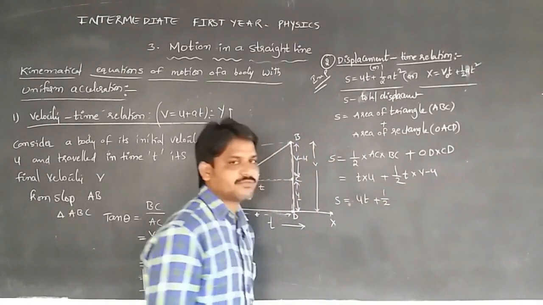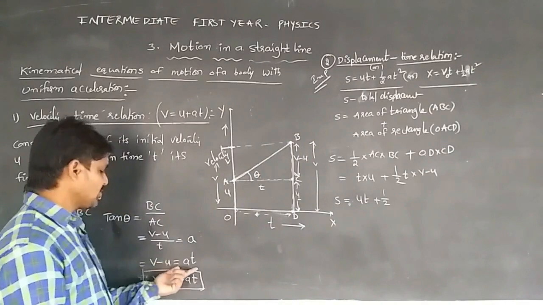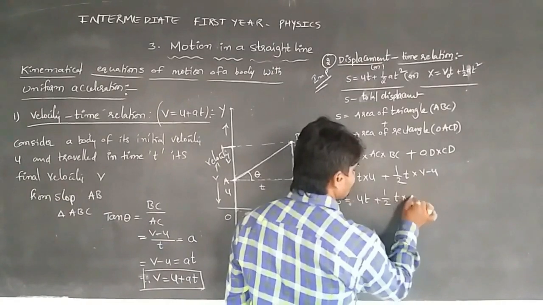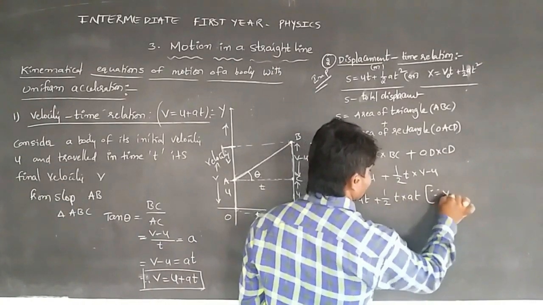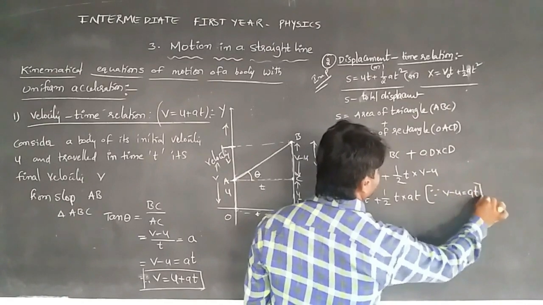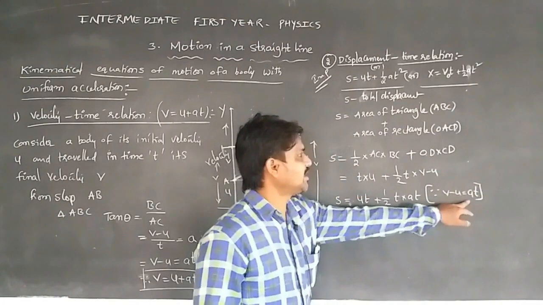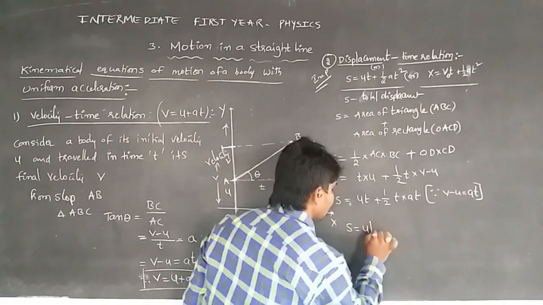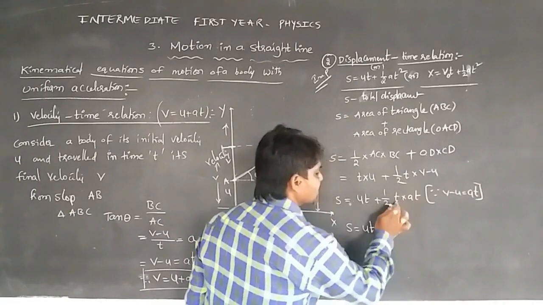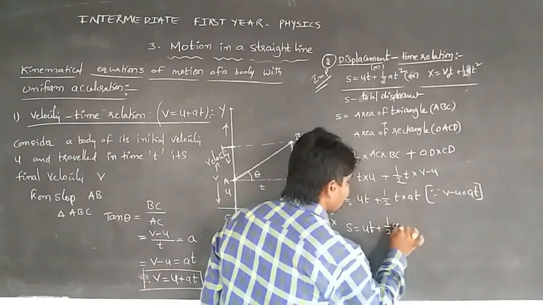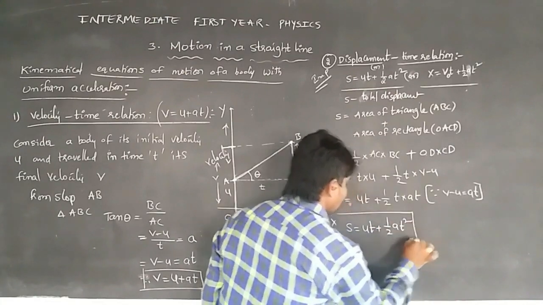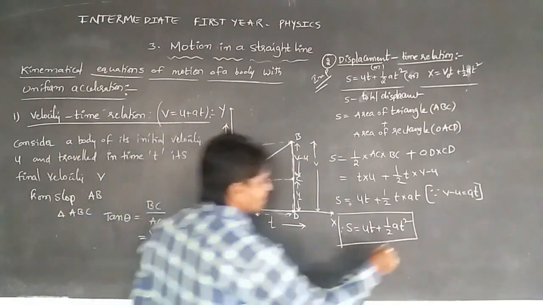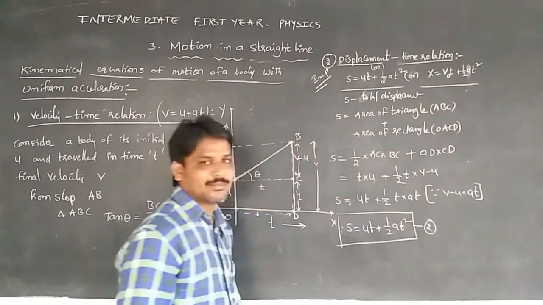From the kinematical equation, V minus U is equal to AT, so we write half T into AT. So S is equal to UT plus half AT into T, that is, half AT square. This is the second equation of the kinematical equations, and the first one was the earlier one.